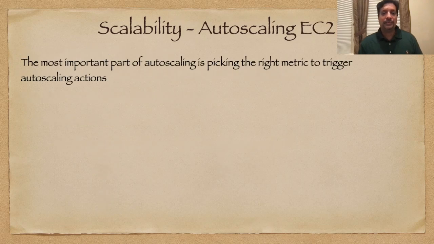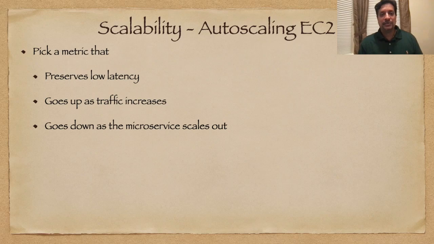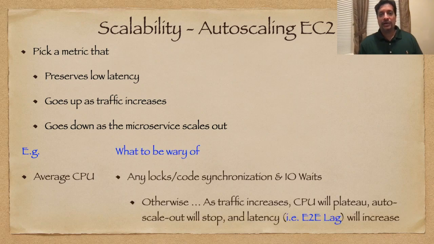The most important part of autoscaling is picking the right metric to trigger autoscaling actions. To do that, we have to pick a metric that preserves low latency, that goes up as traffic increases, and goes down as the microservice scales out. In my experience, average CPU is the best measure. But there are a few things to be wary of.